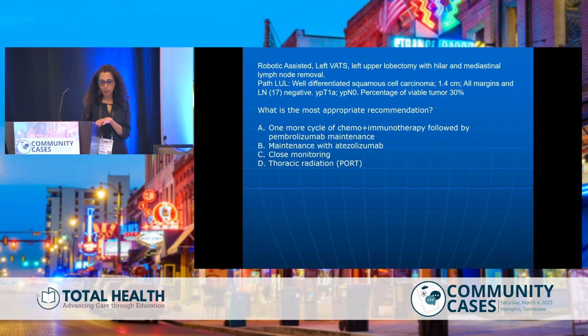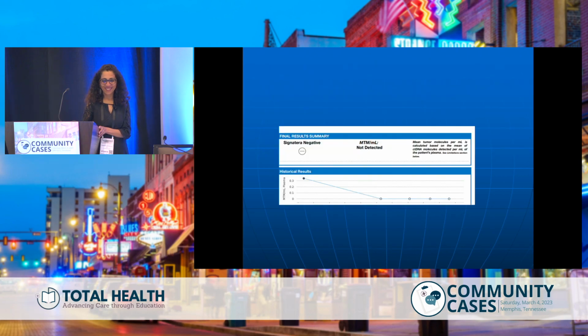One more cycle of chemoimmunotherapy followed by pembrolizumab maintenance, maintenance with atezo, close monitoring, thoracic radiation, postoperative radiation. I don't know what the answer here is. I chose close monitoring because we went with the CheckMate 816 regimen, and there is no adjuvant there, and she, in my opinion, has had a wonderful response. So we decided to do close monitoring. People may think otherwise, but that's what we decided.